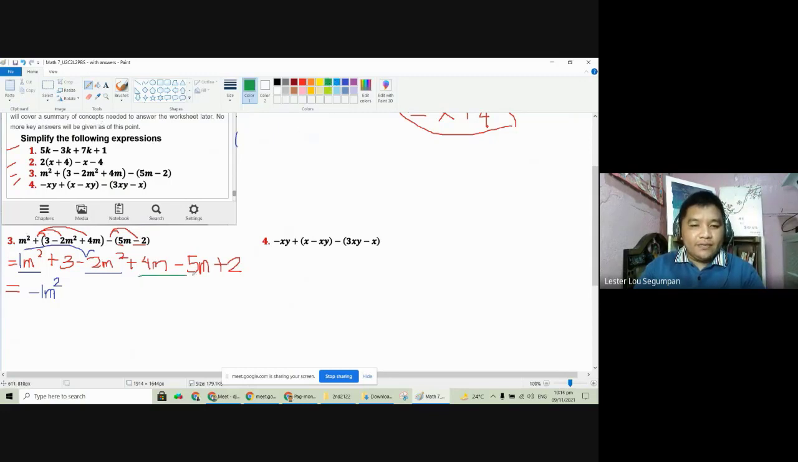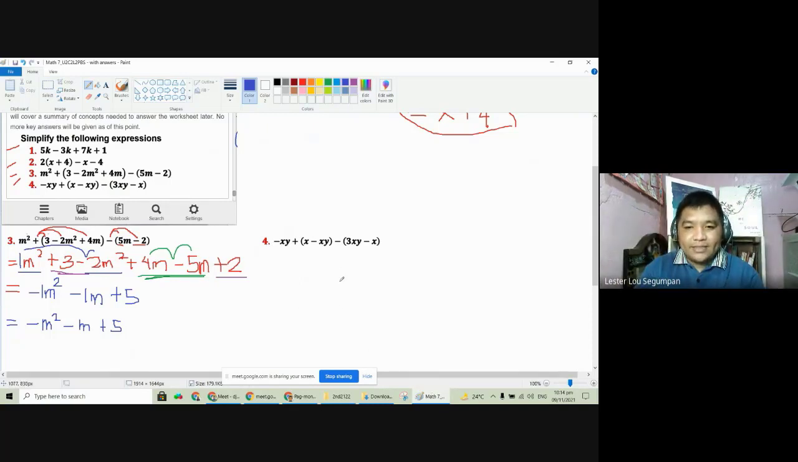Next, let's combine these two. 4m and 5m have the same literal coefficient, so we can simply copy the m, and 4 minus 5 is minus 1m. And finally, for the constants, we have 3 plus 2. The result here is plus 5. To make this more formal, let's not include 1 as negative 1, and you can just have negative m squared minus m plus 5. This was made possible by understanding the concept of signs before grouping symbols.